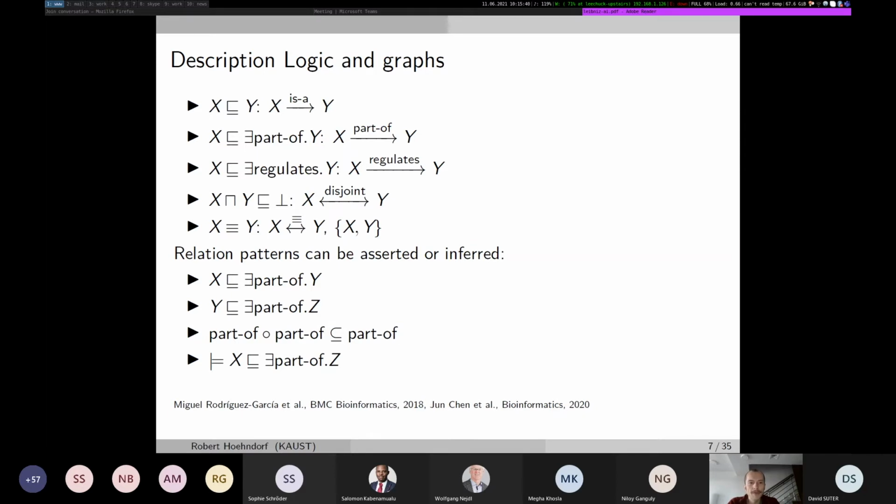So here we have, if x is a part of some y and y is a subclass of part of some z, and part of is transitive, then we would infer that x is also a part of some z. And this is something that is not asserted in the ontology. It would require access to some reasoning or inference mechanism. And we tried to test this with some simple graphs.